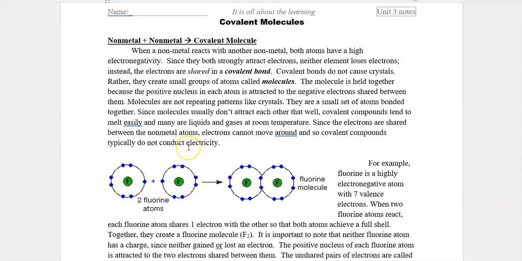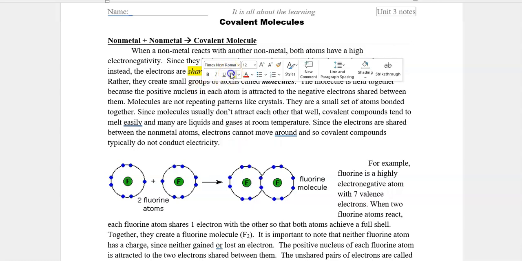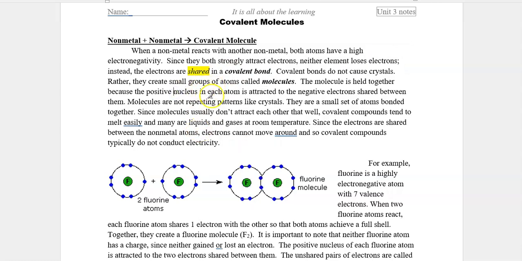Let's read about covalent molecules. A nonmetal plus a nonmetal gives you a covalent molecule. When a nonmetal reacts with another nonmetal, both atoms have a high electronegativity. Since they both strongly attract electrons, neither element loses electrons. Instead, the electrons are shared in a covalent bond. Covalent bonds do not cause crystals, rather they create small groups of atoms called molecules.